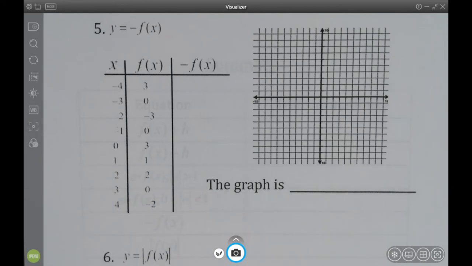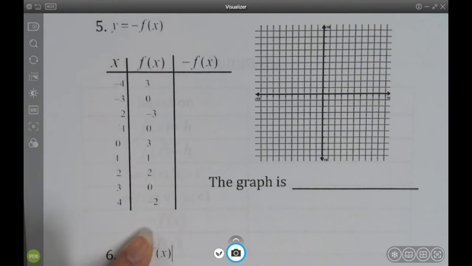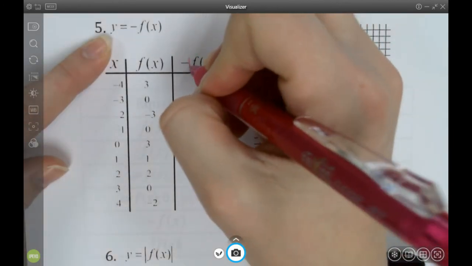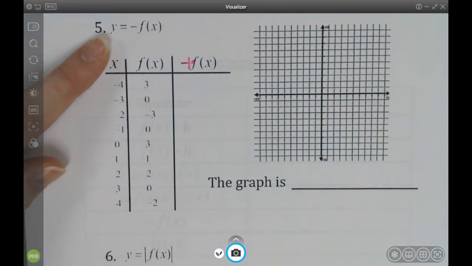Okay, so we've done some of this before. Does anybody remember what a negative in front does to your graph? It flips it, usually. Okay, so let's see if that's what happens here. So take each of your y values and multiply them by -1, and see if it flips it.